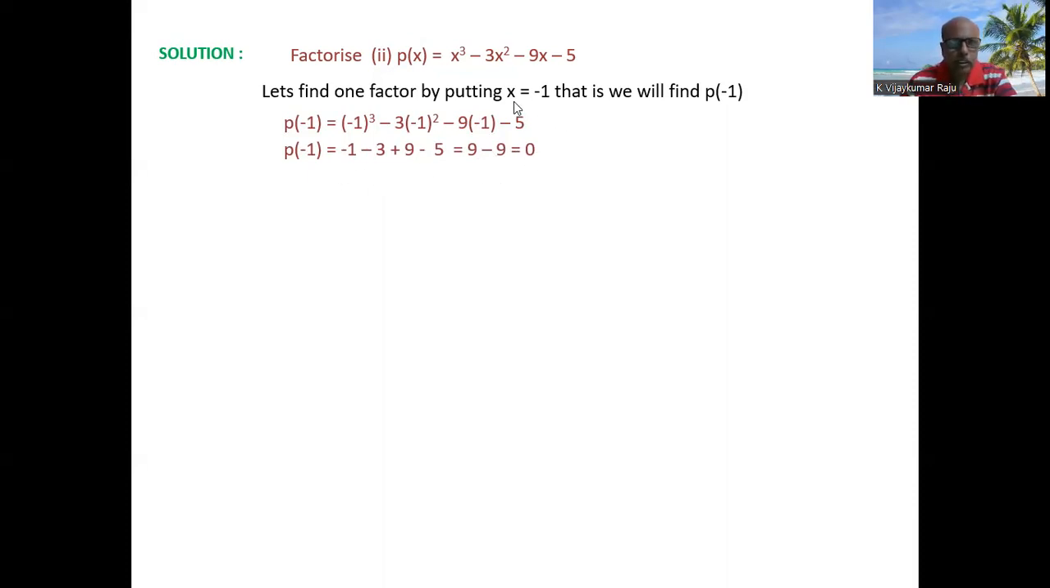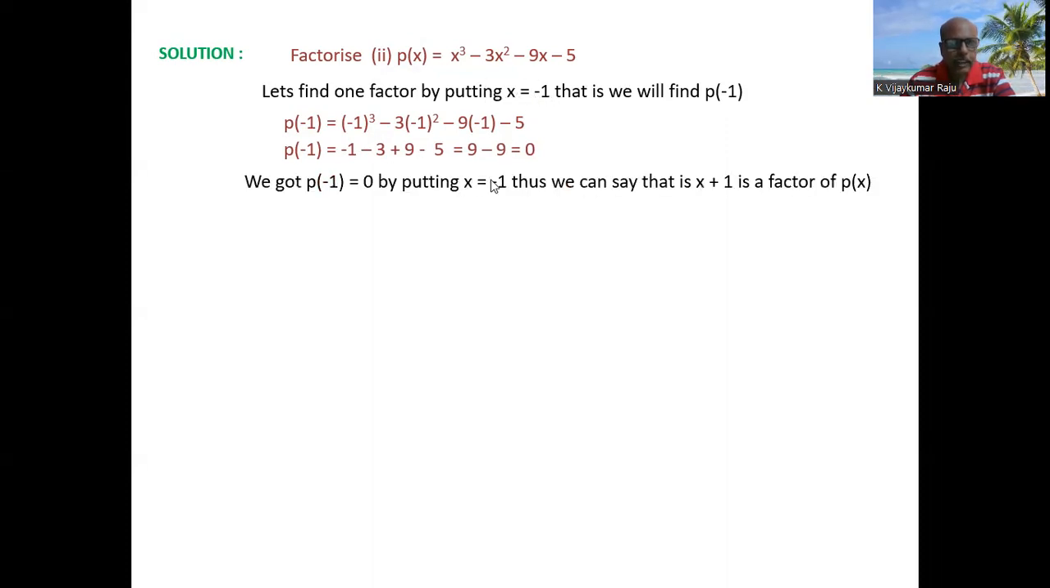That means when x is equal to minus 1 I put, it will be x plus 1 will be a factor. So the x plus 1 will be a factor of this. So now we have to divide the polynomial P of x by x plus 1.